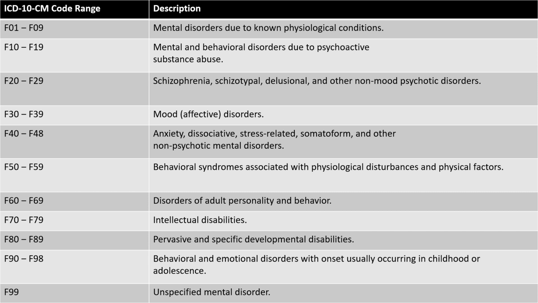And F60 to 69, there are disorders of adult personality and behavior. This is also a very interesting section. And then we have F70 to 79, which has intellectual disabilities. And F80 to 89, we have pervasive and specific developmental disabilities. And F90 to 98, there are behavioral and emotional disorders with onset usually occurring in childhood or adolescence. And F99 is unspecified mental disorder. When the picture cannot fit into any of these categories, we go for F99.